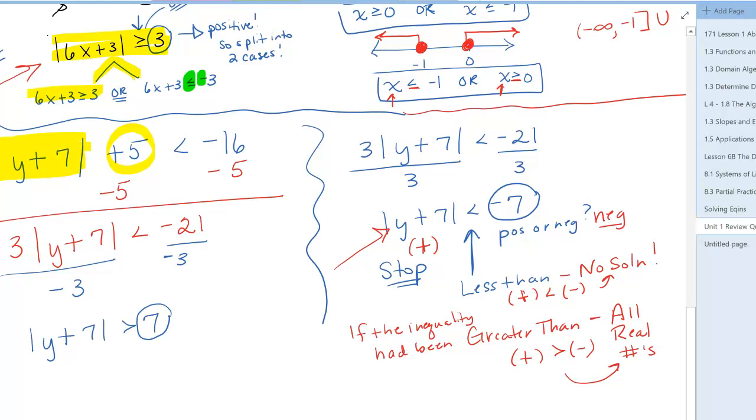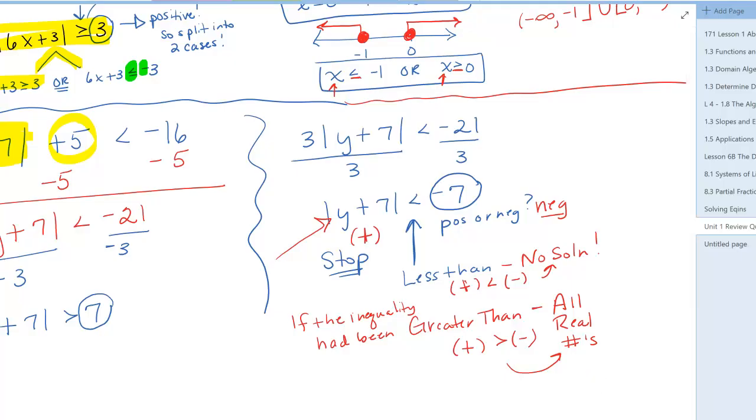If what you have on the other side is negative, the answer is either going to be all real numbers or no solution. And the way to know that is which way this inequality faces. If it's less than, it's no solution. If it's greater than, it's all real numbers.